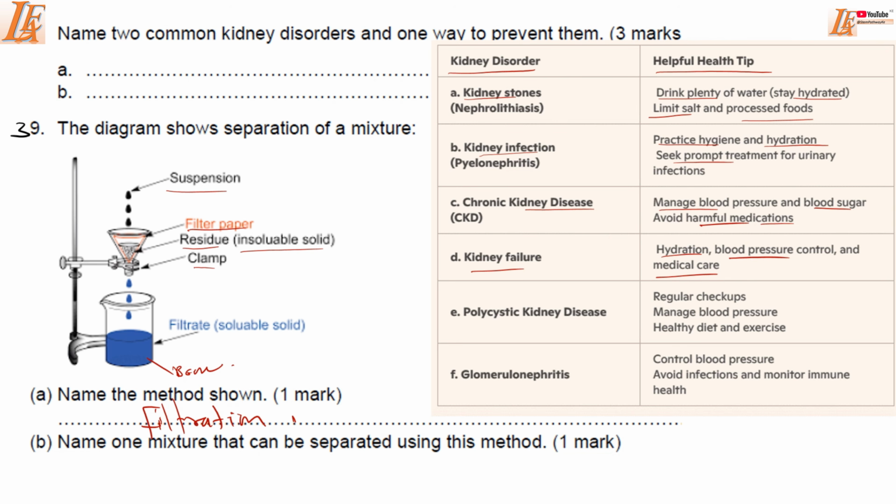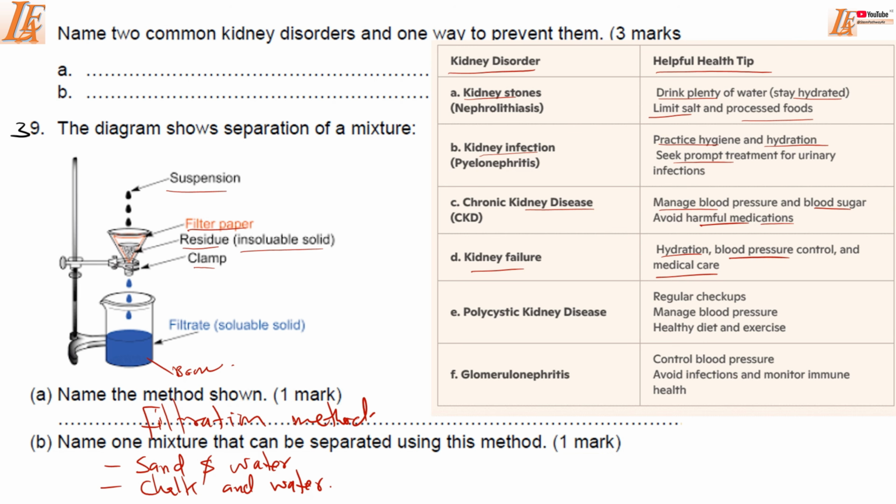Then name one mixture that can be separated using this method. In this case you can separate a mixture of sand and water. Since these two cannot dissolve, you can separate chalk and water and many other mixtures where you have a solid which cannot dissolve in a liquid.